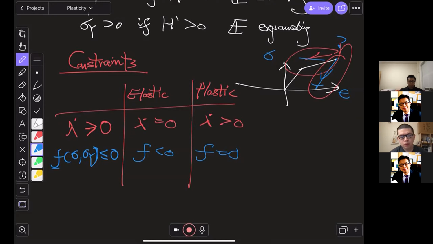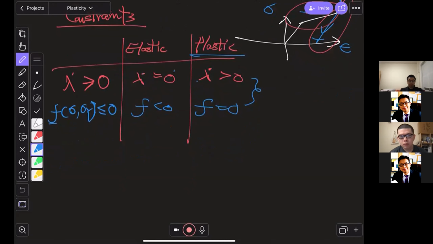Whenever F equals 0, you need to have lambda dot greater than 0. These two things together represent a plastic yielding state. On the other hand, if I want to keep an elastic response, there are two criteria I need to fulfill: lambda dot has to remain 0 and F has to remain smaller than 0. It could be very negative, it can be very close to 0, it doesn't matter.